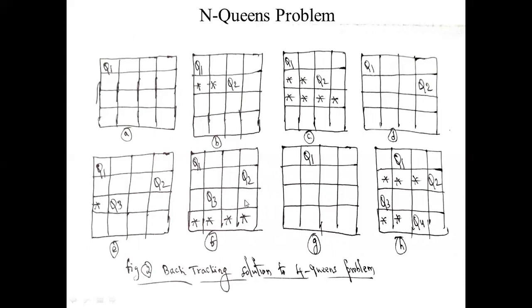Both are attacking each other. Try to move this queen here. Both are attacking each other. There is no other alternate. Then go back to queen 2. Then there is no other alternate for moving. Then go back to the first row and change the first queen to the second column.